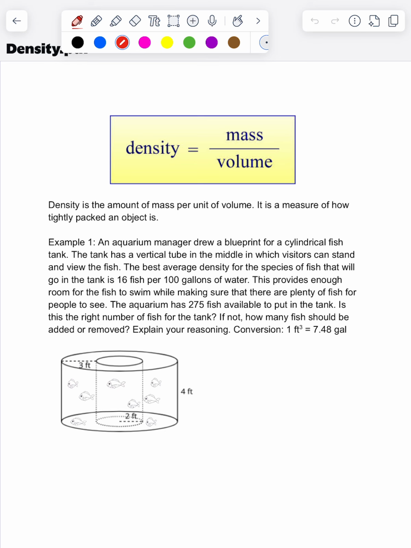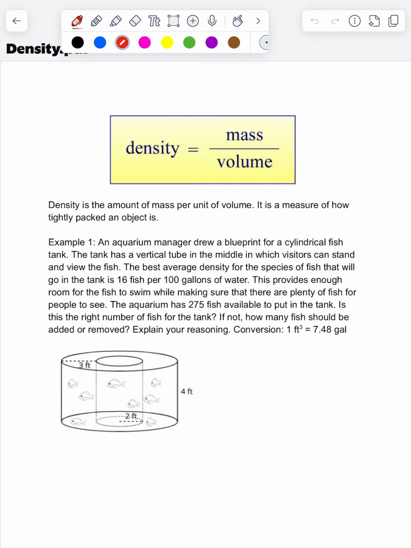So if we take a look at example one, and you might want to pause the video, read through it, and then unpause once you've read the question and have thought about it. We have an aquarium manager who's drawing a blueprint for a fish tank. In the center of the fish tank is a hole, and that's where people can actually stand and look at the fish that are swimming around.